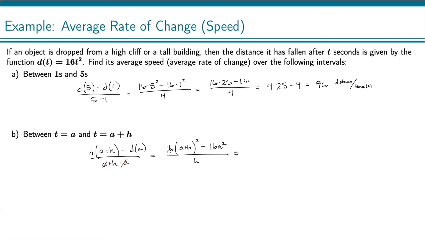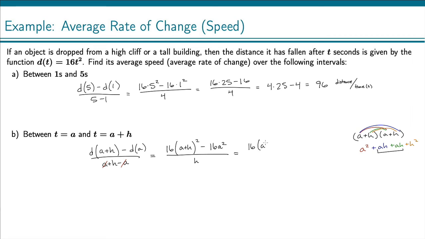So now in our numerator, we're going to multiply this out. The a plus h squared, let me do that over here. A plus h squared is a plus h times a plus h. So we do our little distribution. So a times a is a squared, and then a times h is ah, and h times a is another ah, and then h times h is h squared. And then these two, of course, will combine to be 2ah.